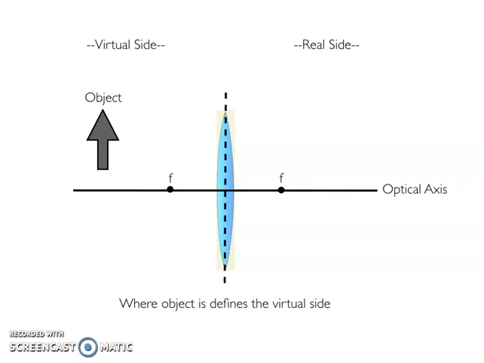So here we have our object, convex lens, and the optical axis. In addition to those items, we've also labeled the virtual side, which is defined to be whichever side the object appears on. And over here, the opposite side of the lens from where the object is, we define to be the real side. If an image shows up on this side of the lens, the opposite side of where the object is, we call that a real image. If the image appears on the same side as the object, we refer to that as a virtual image.